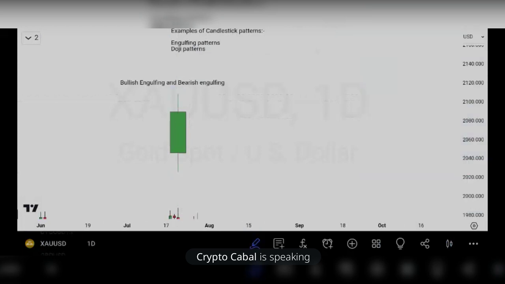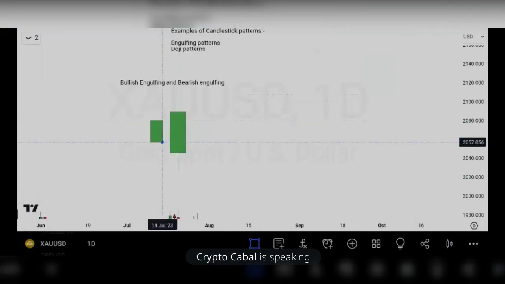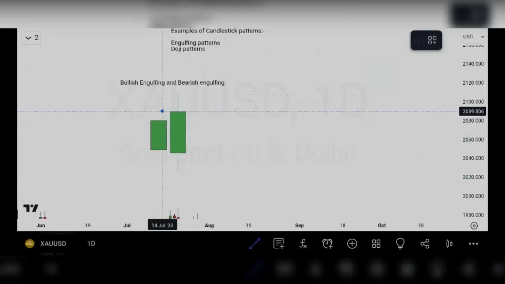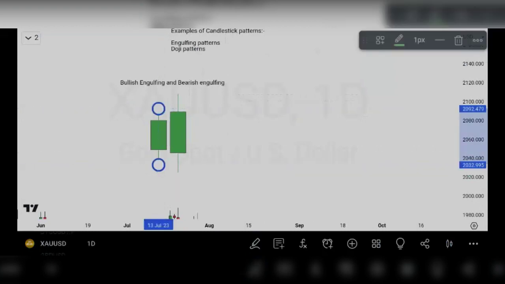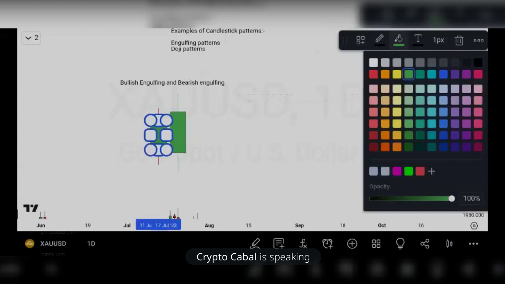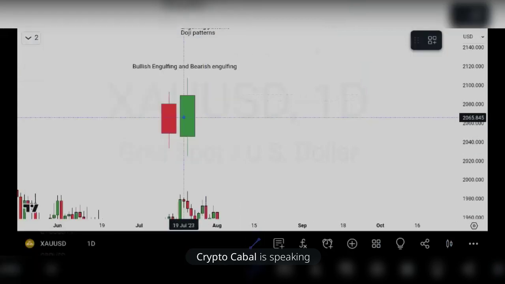We have something of this nature, and we have a small one, this should be red. This other one too should be red. Now, this is what we call bullish engulfing. You can actually see that the green candle is covering the red candle. It's engulfing the red candle.